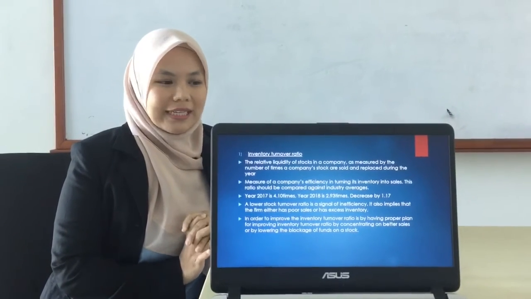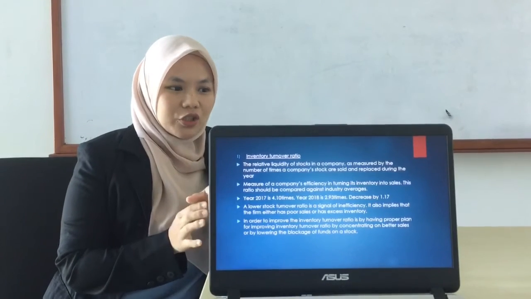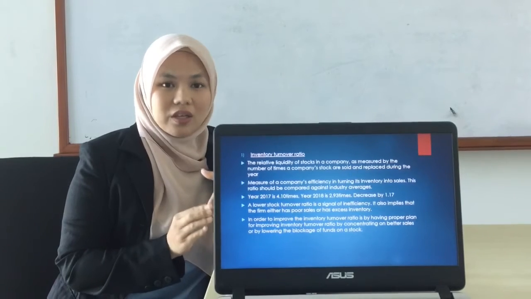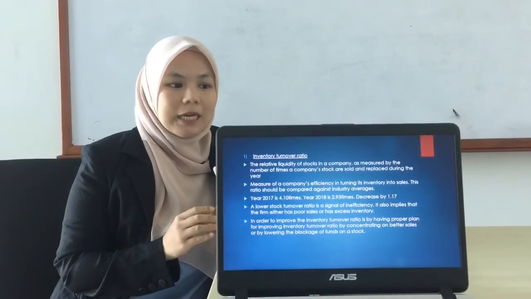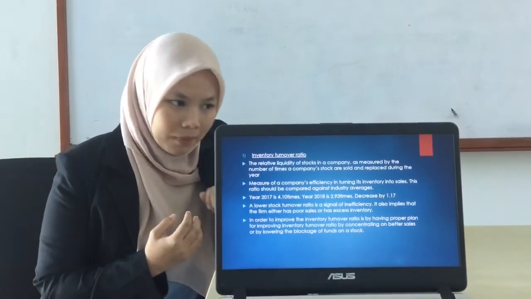For the first one, the inventory turnover ratio. Inventory turnover ratio can be defined as the relative liquidity of stock in a company, as measured by the number of times a company's stock is sold and replaced during the year.